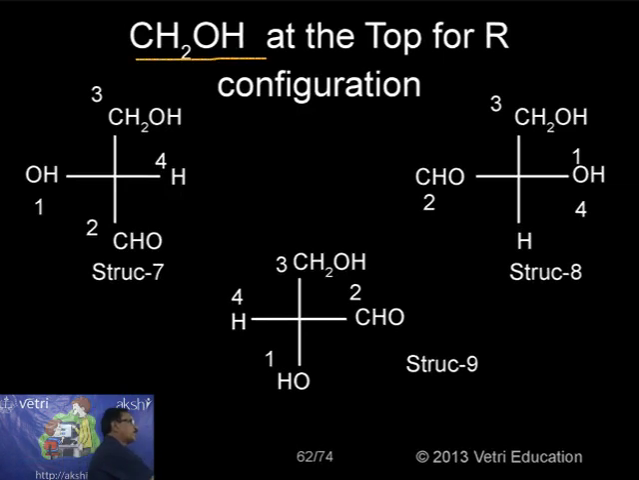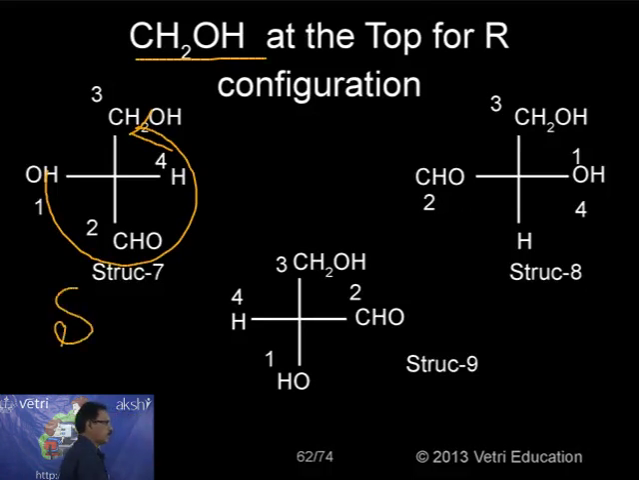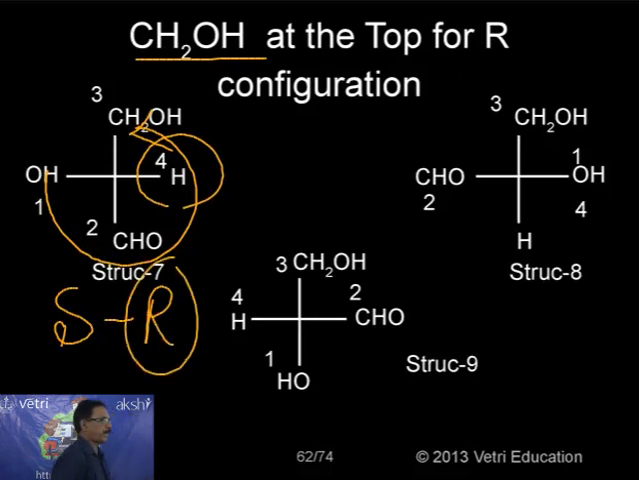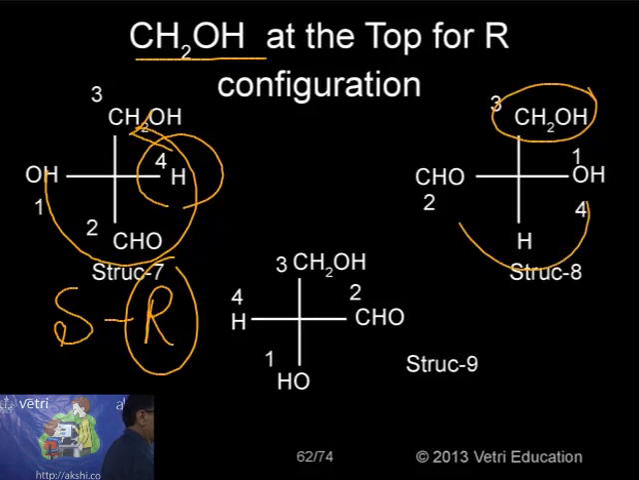So by keeping CH2OH at the top of the model, now we can draw three possible structures as usual. Number 1, number 2, number 3. So the predicted configuration is S, but the fourth priority is horizontal, so the real is R. The same way, structure 8, again CHO top. This is 1, 2, 3.